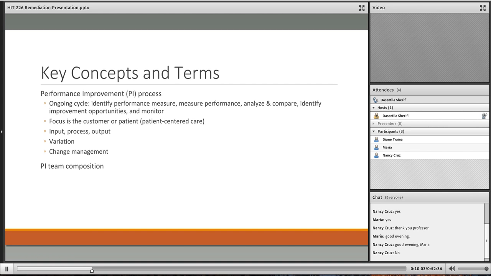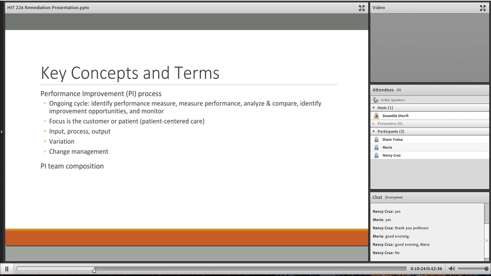So if we're talking about the wait time, that's the performance measure, right? Wait time. How do you measure it? To measure that, you actually have to clock in when the patient came and when the patient was seen. And that difference between those two times is going to give you the actual timing. Then you can analyze and compare.